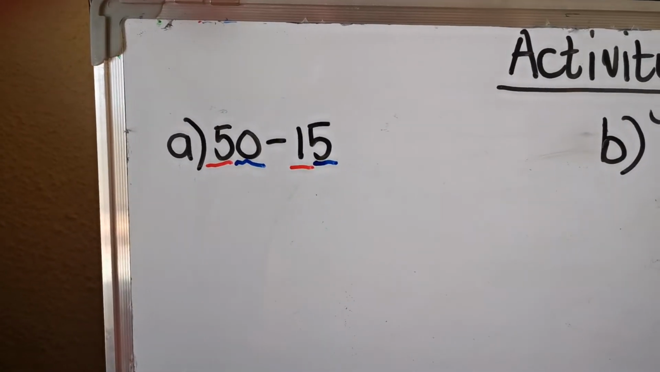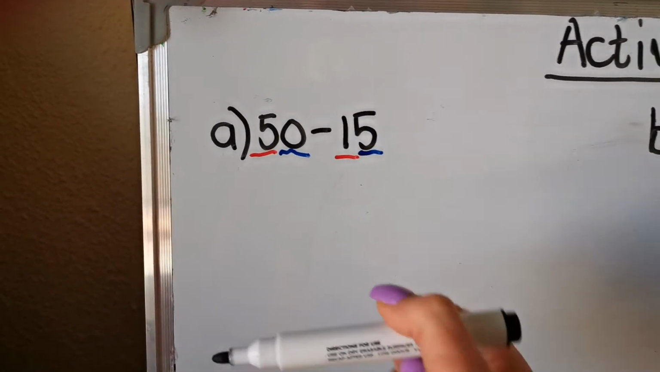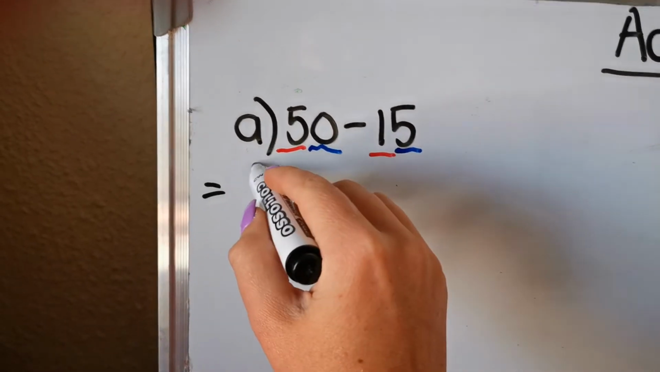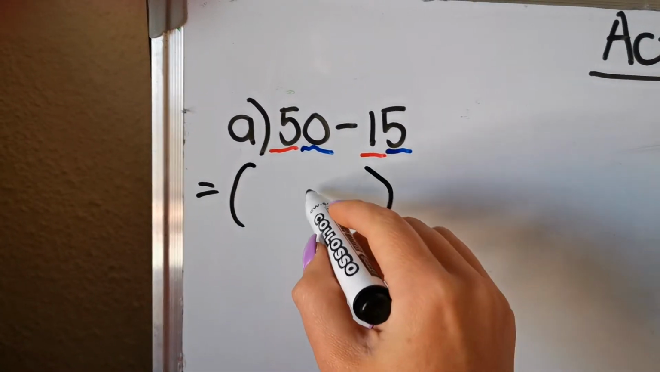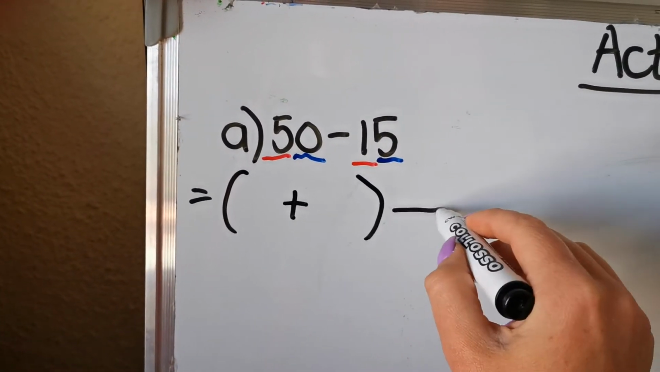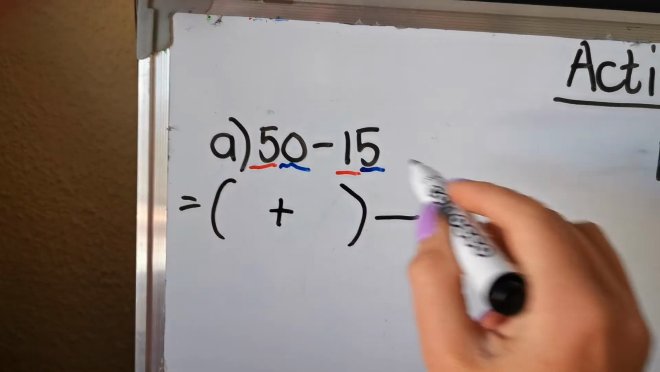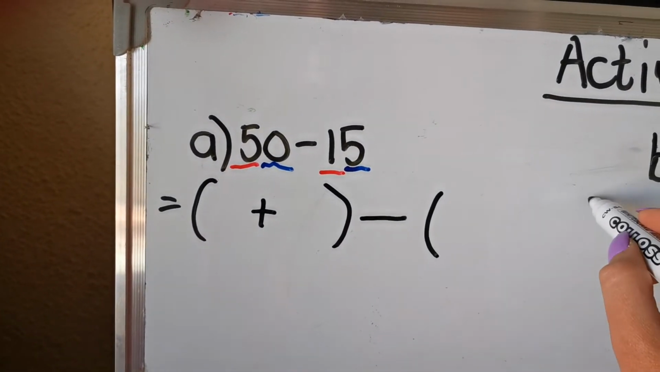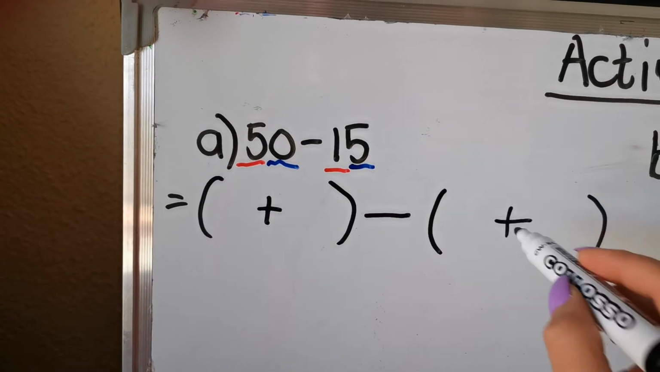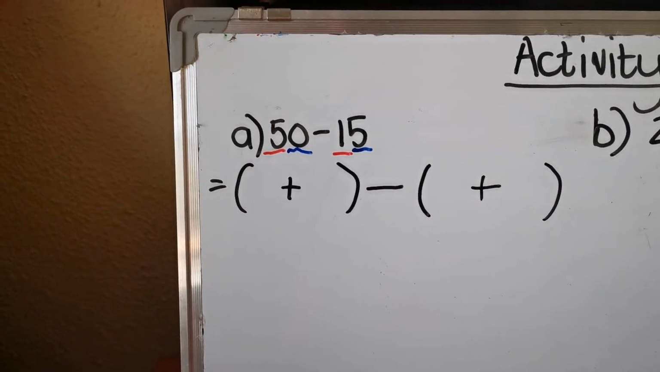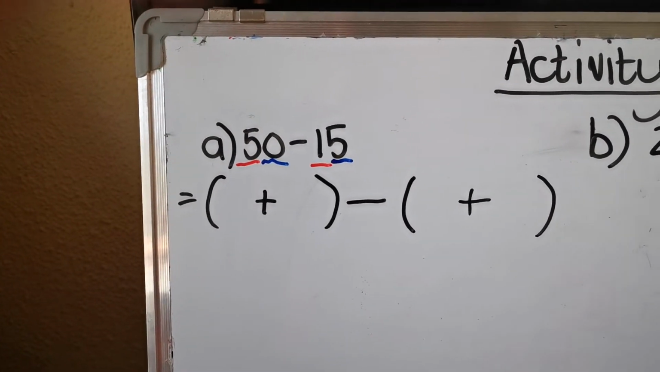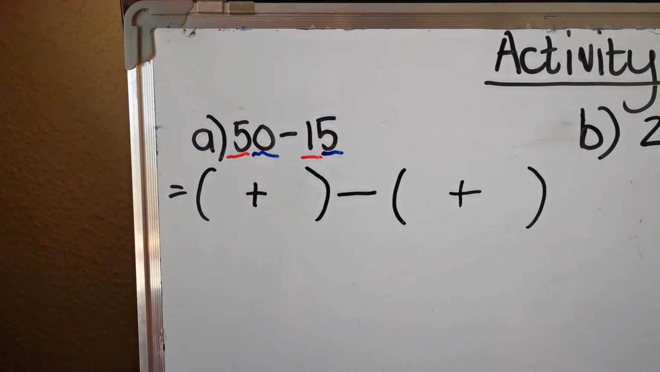Remember, then the second step is you're going to make brackets. So you're going to make one bracket with a minus, because remember it's 50, take away 15. You make a second bracket, plus. Now you're going to write the tens and units. You're going to break the two numbers up into tens and units.